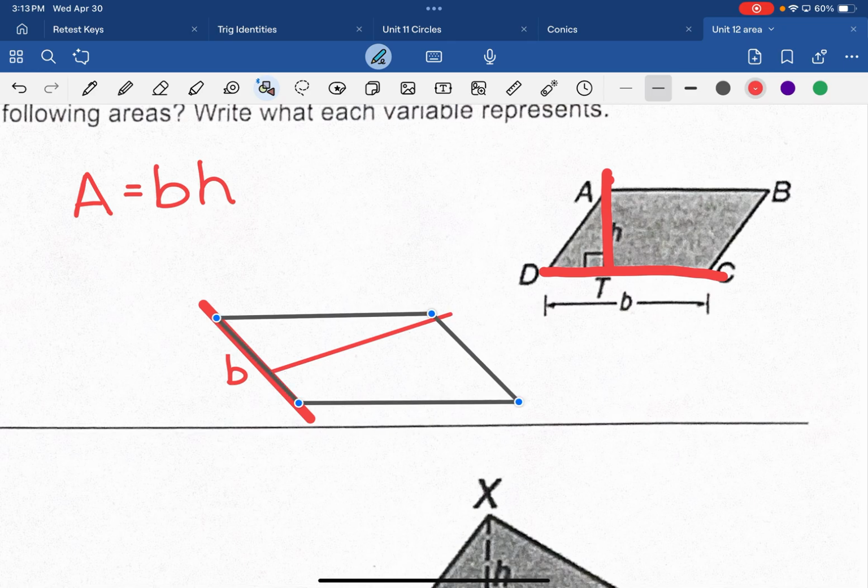Yeah, it's going to be there. Okay, so that's going to be your height right there. But it's going to be going the opposite direction. And again, you have a 90-degree angle that way. So base does not always mean bottom, but your height and your base are always going to be going different directions.